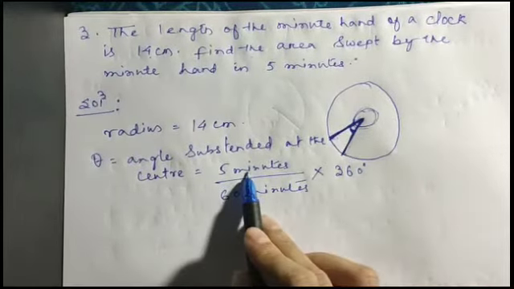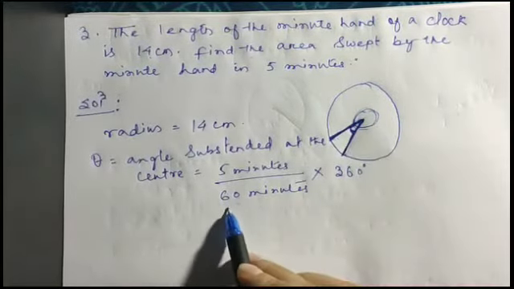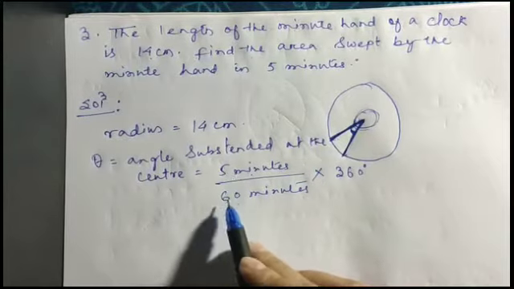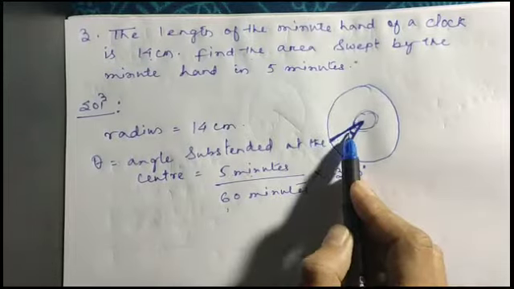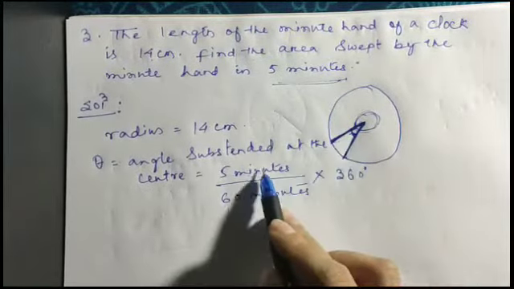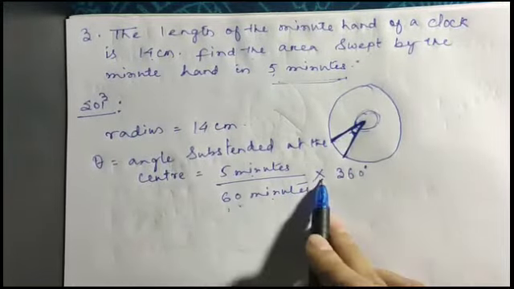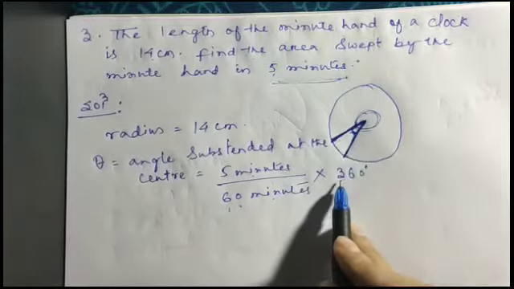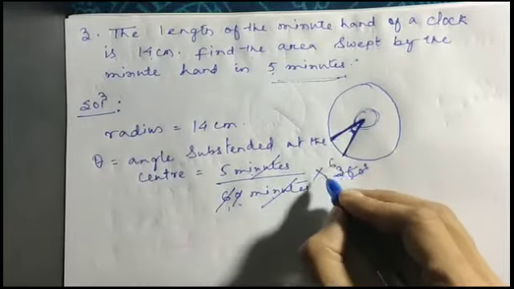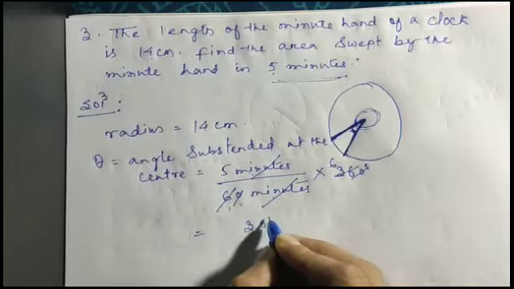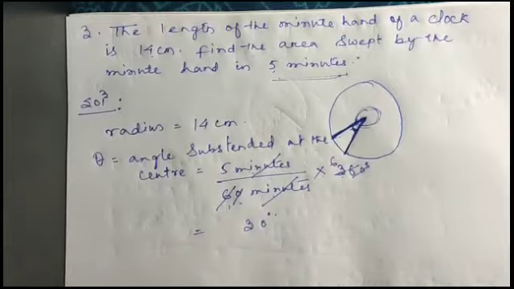Now in 5 minutes, total it is 60 minutes, right? One round, total it is 60 minutes. So out of 60 minutes they have given 5 minutes. So 5 minutes by 60 minutes, then the center angle is 360, so into 360, okay? If they give 10 minutes, then 10 minutes out of 60 minutes, into the central angle 360. Minutes cancel, 0 cancel, 6 5s are 30 degrees is the theta here. Okay, the angle subtended at the center is 30 degrees.